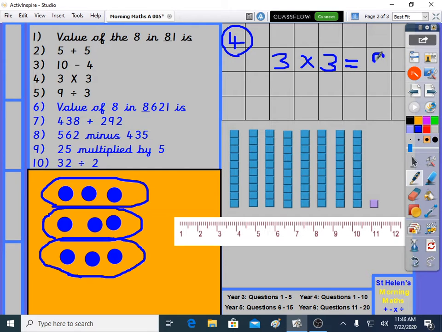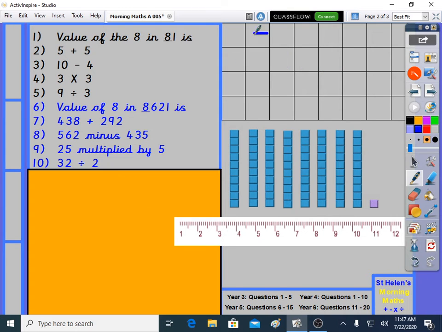If you're learning your 3 times table song, which you might not be yet if you're in Year 3, you can use your song, but we'll talk about that more later. So you're writing down 3 times 3 equals 9. Question 4, sorry, we've done question 4. We'll go on to question 5.